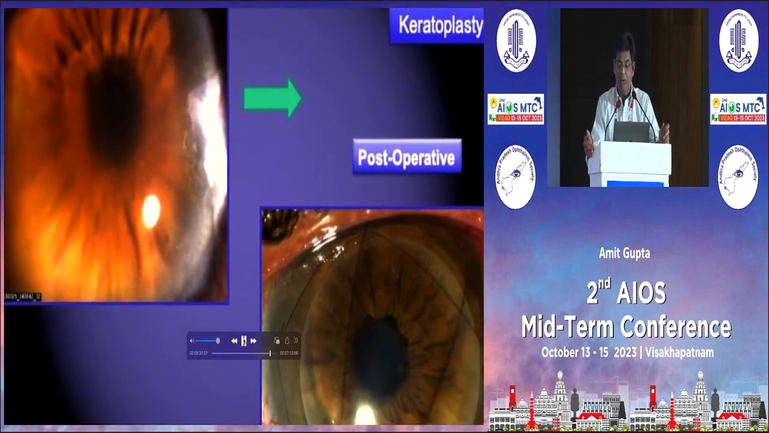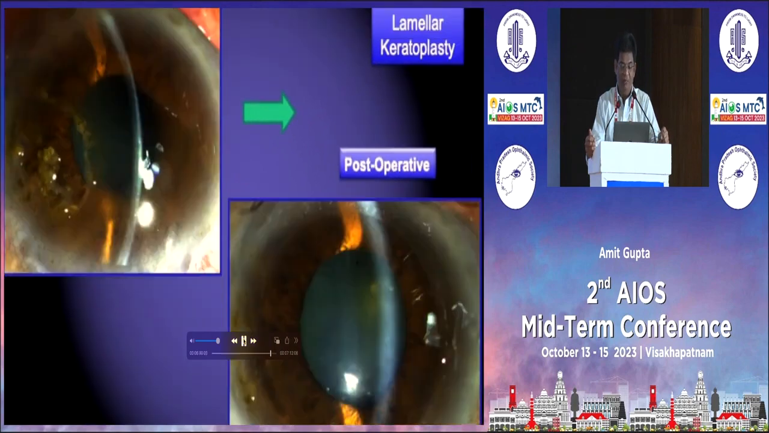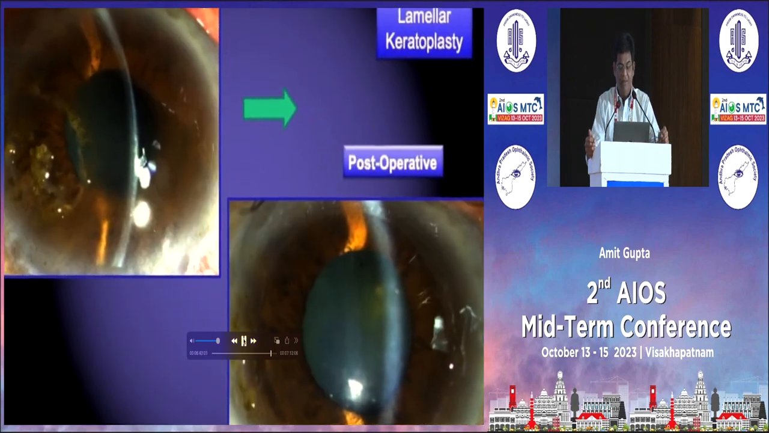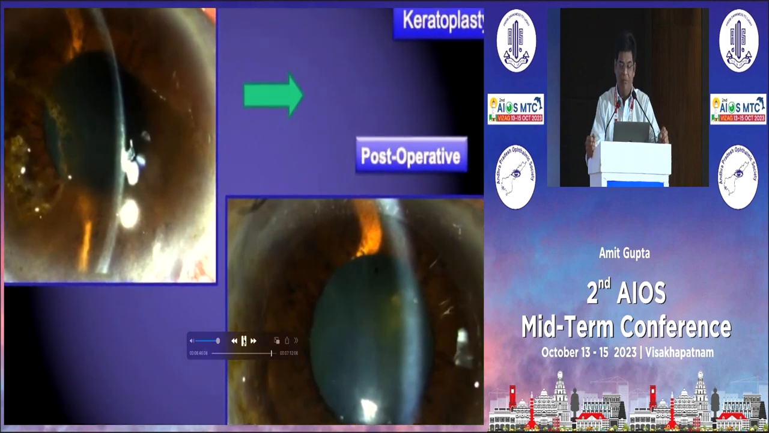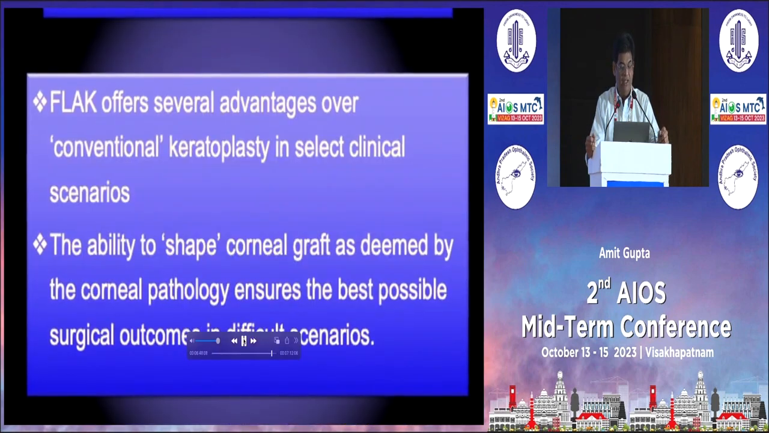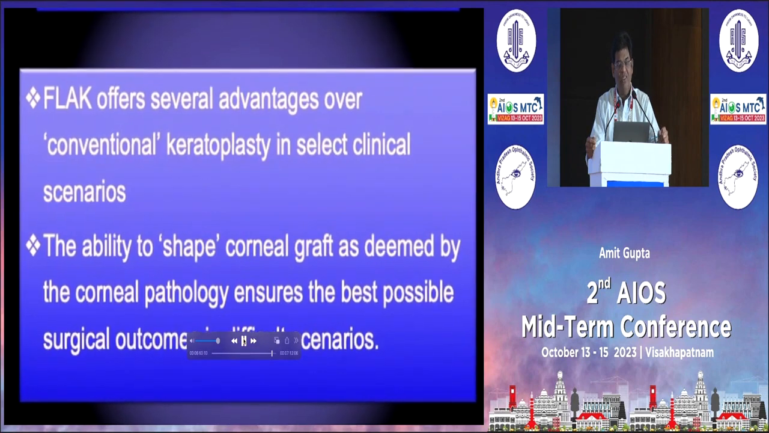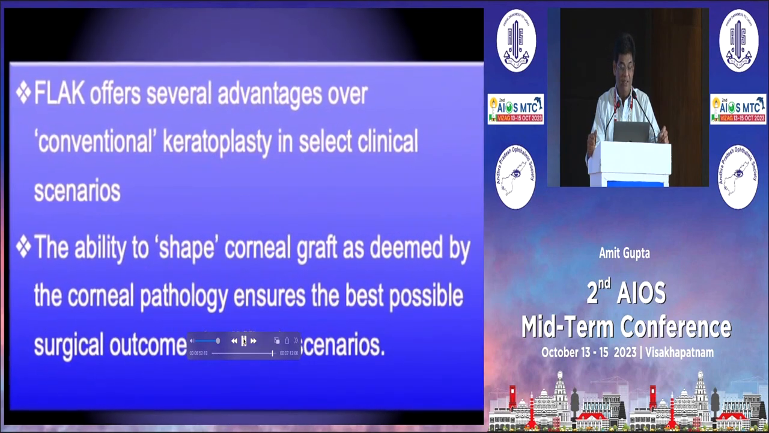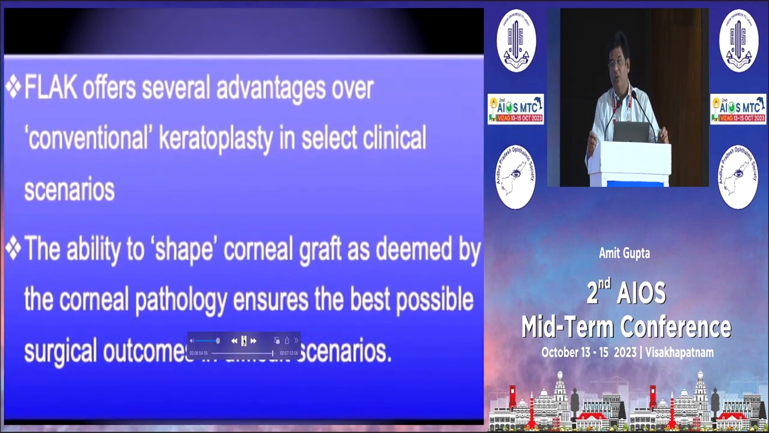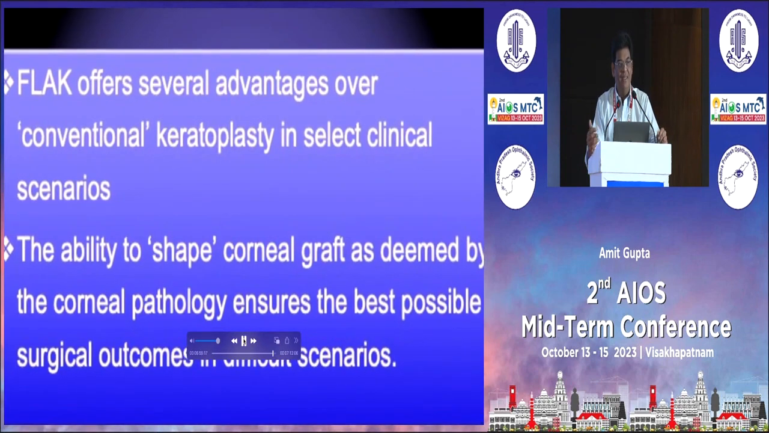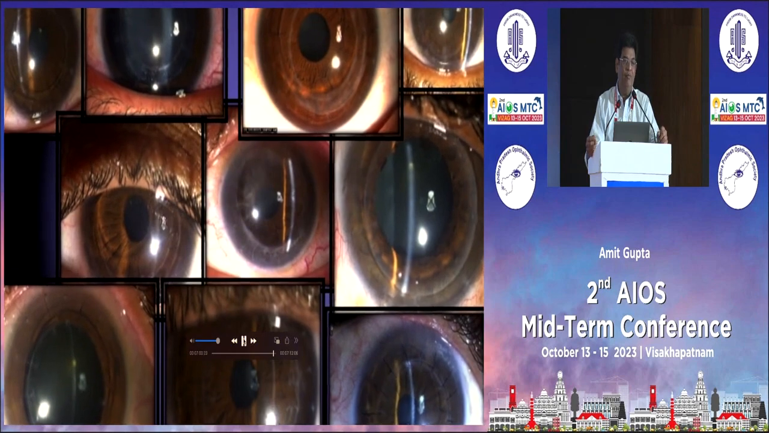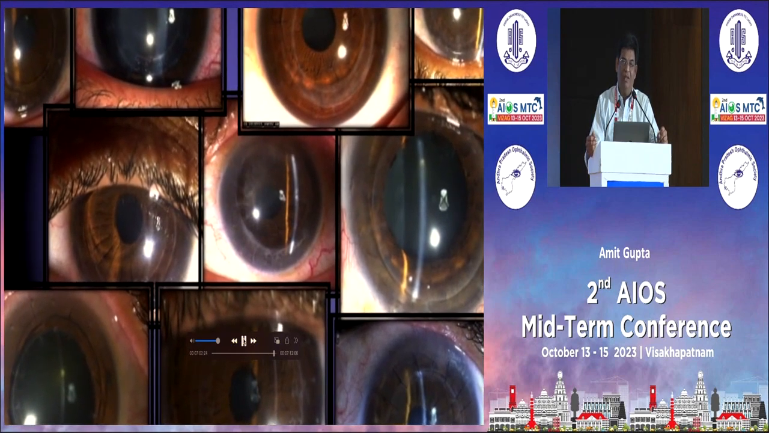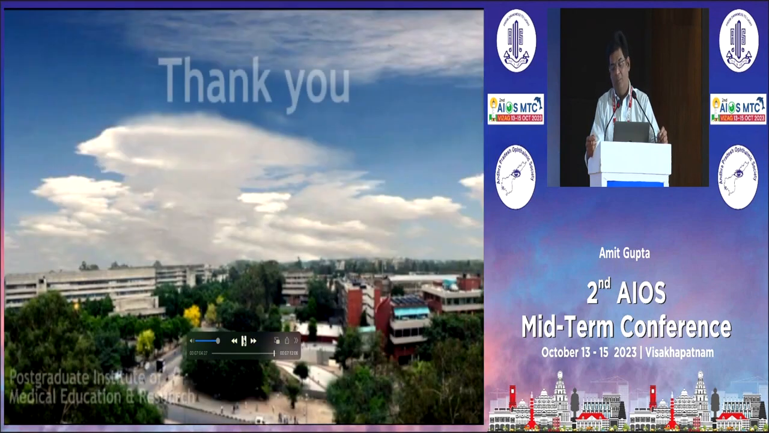We can also use it to perform lamellar keratoplasty in these patients, and in CDK or other indications the patients do fairly well in these scenarios. So what I've shown is that FLACS offers very distinct advantages, but it is not meant for all conditions. Wherever the cornea is hazy to edematous, where the laser might not penetrate, then FLACS is probably not the way out, and we have to resort to the routine keratoplasty.